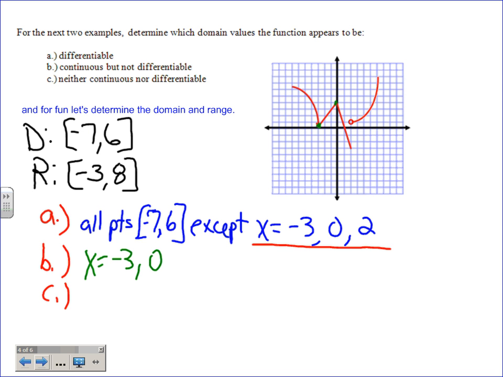And C says neither continuous nor differentiable. So again, if I'm looking for places that it's not, I'm going to look at these 3 values again, right? But if I've already said -3 and 0 are continuous, I'm not going to also say that they are not continuous, right? So there are only options 2. So do you agree that at an x value of 2, it is neither continuous nor differentiable? All right, so x equals 2. And now you see why I probably wrote it this way, to try and lead you down that road. Yes?